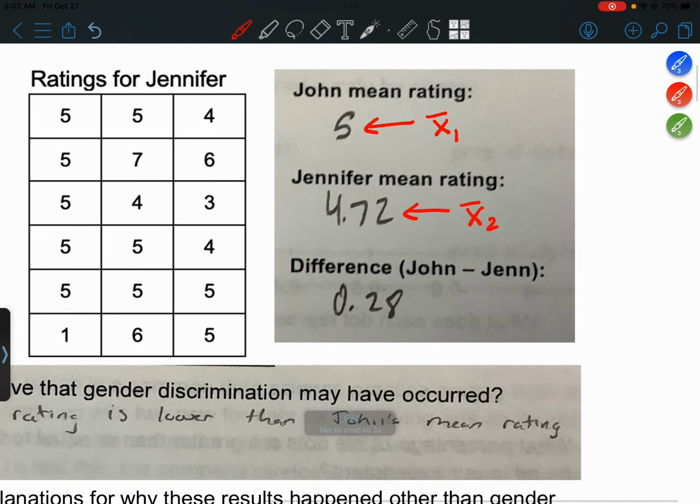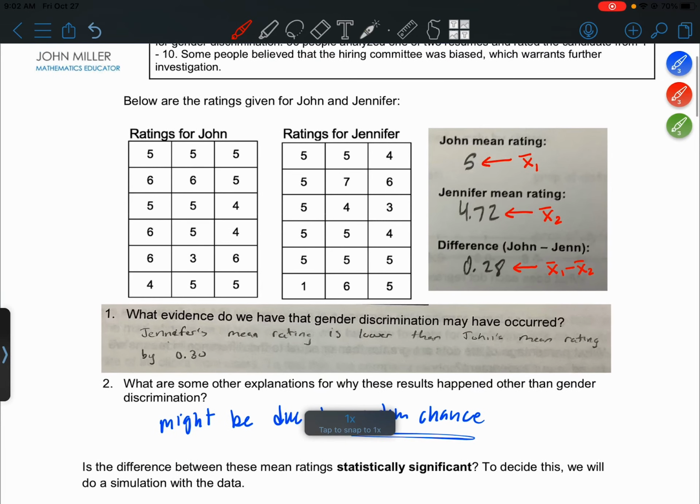And so what that means is the third value, the difference, we can go ahead and label that as x bar 1 minus x bar 2, right? That number just represents the difference in the two sample means. Okay. All right, so let's go ahead and debrief the first two questions.